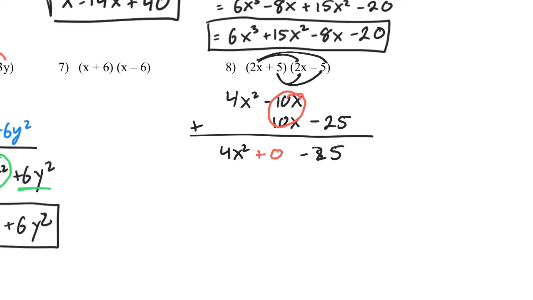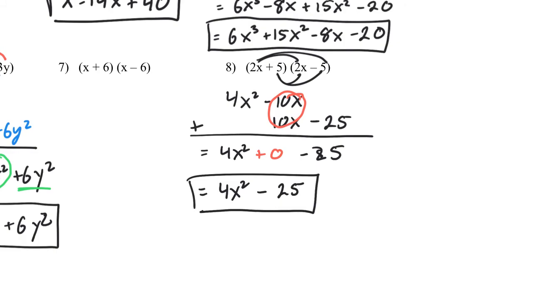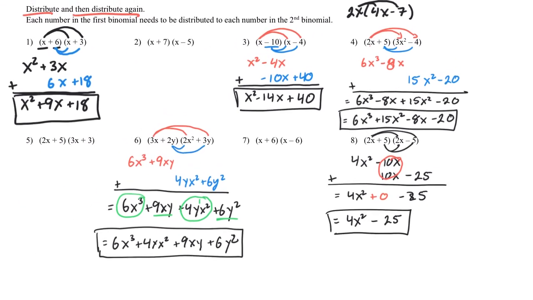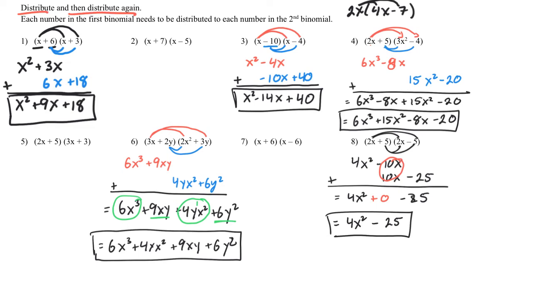All right, we don't want to leave that 0 in there. So either don't write it in the first place because anything plus 0 is just itself, or we do need to then combine like terms. So you have 4x squared, 0 minus 25 is just a -25. So there are a few examples of multiplying a binomial times a binomial.